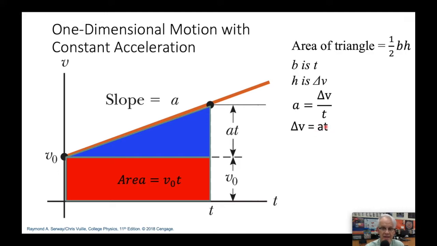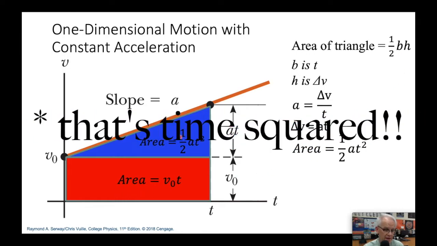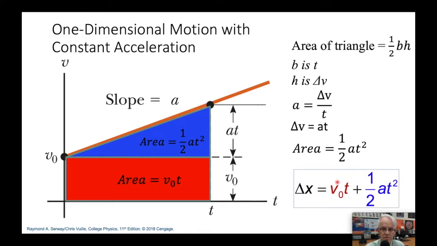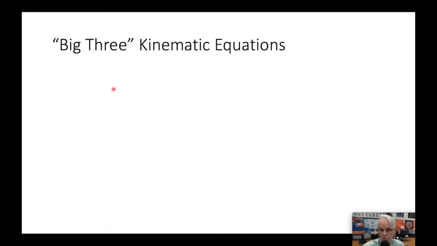If we take at and plug it into height, multiply it by time, we get area being 1/2 acceleration times time squared. We add all of this area together, the triangle plus the rectangle, and we get displacement. Displacement is v sub 0 t, which is the area of the rectangle, plus 1/2 at squared, the area of the triangle. So we'll have the big three kinematic equations.